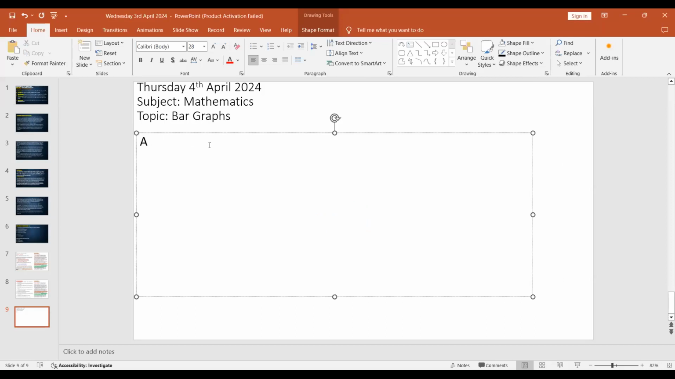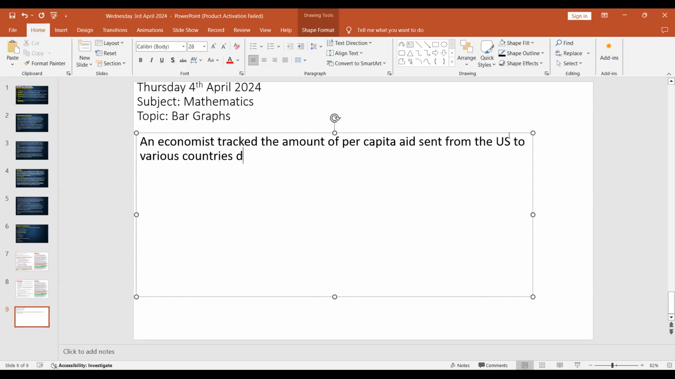It says, an economist, write this down for me, please. This is our first example. An economist tracked the amount of per capita aid sent from the US to various countries during the 1900s.